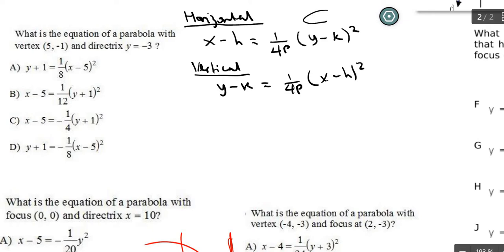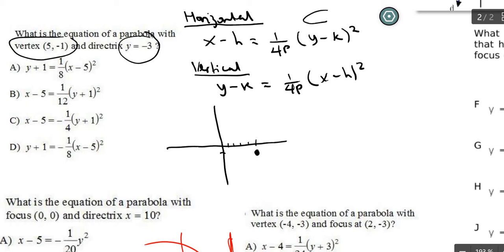So let's first of all sketch this parabola, how it looks. Let's use the information provided. Let's draw our x and y. We're given 5, -1 as the vertex. So 5, and -1. That's the vertex. And then we're given a directrix of y equals -3. If we draw this directrix like that, obviously our parabola will be facing up, because it's not going to cross its own directrix. Okay, that's a rough sketch.